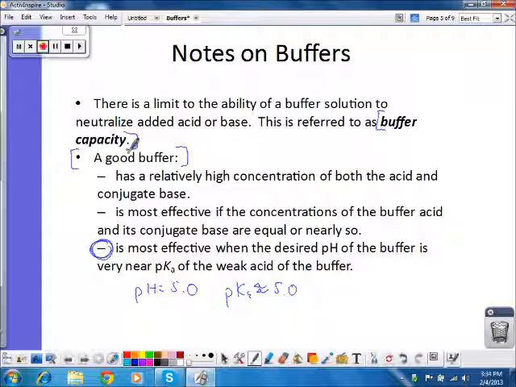So let's take a look at some math behind a buffer, because that's really what we're interested in. If we want a pH in a certain range, we're going to have to do math to get that.